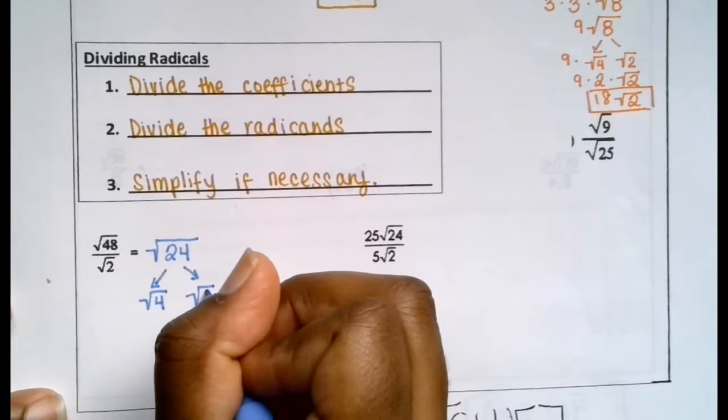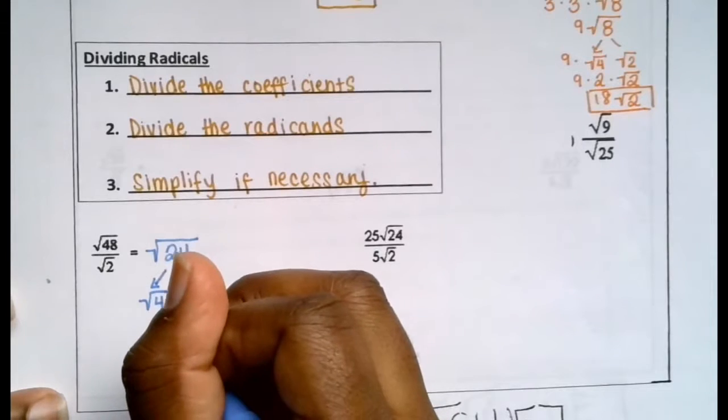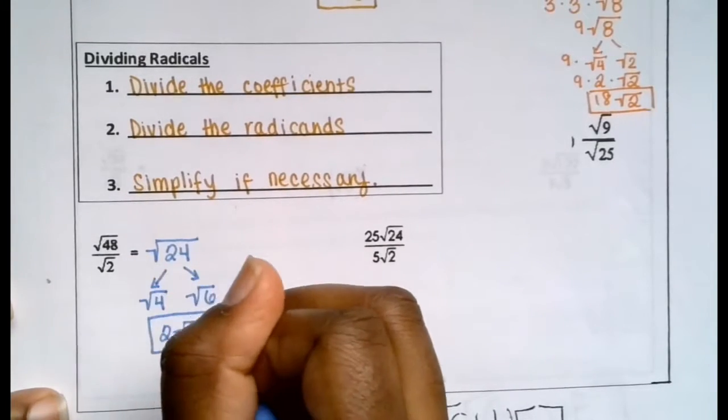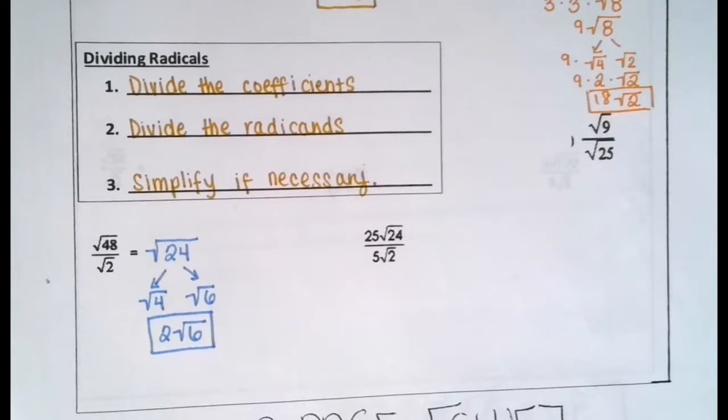That perfect square is 4, and that would be multiplied by 6. The square root of 4 is 2, and root 6 does not have a perfect square, so therefore I'm just going to rewrite my final answer as 2 root 6. Again, please make sure that your notes look exactly like mine.